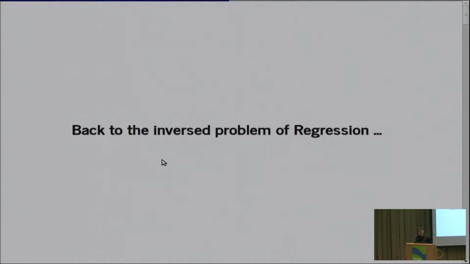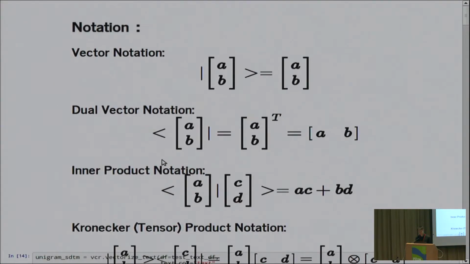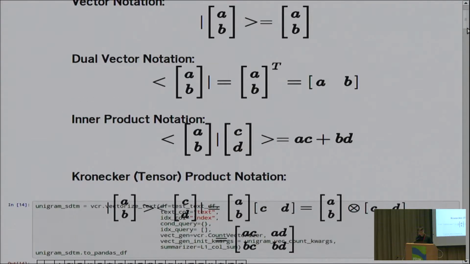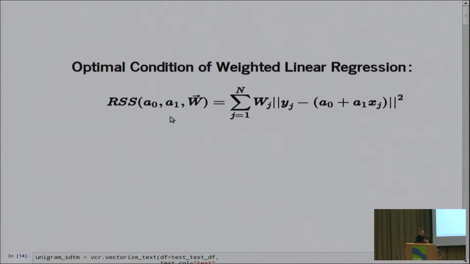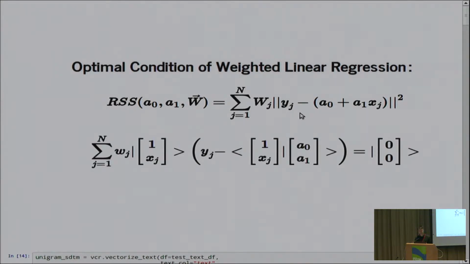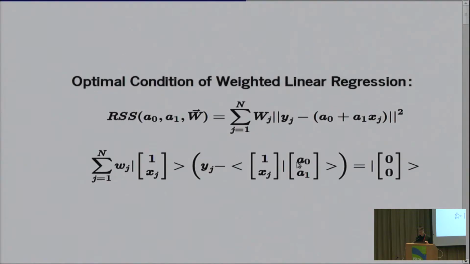Back to the inverse problem of regression. There's a lot of notation, so let's skip. This is a weighted evaluator, and we can take the derivative, and we all know the optimal condition is that the derivative of the objective function equals 0. Then you can derive this formula, and this is the optimal solution. So the direct problem is that we know the W's, and we try to figure out A0 and A1.